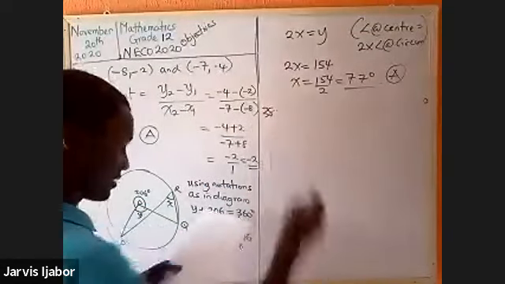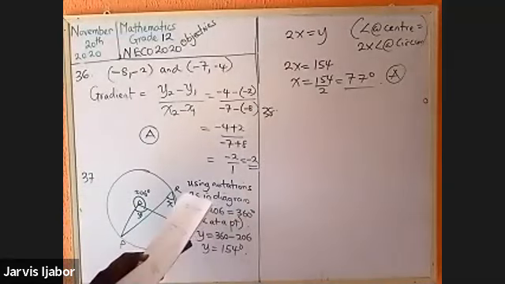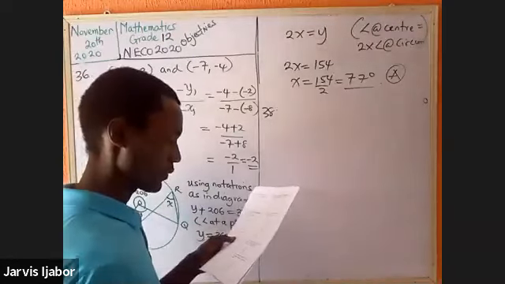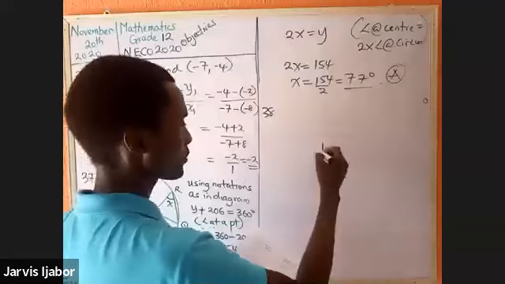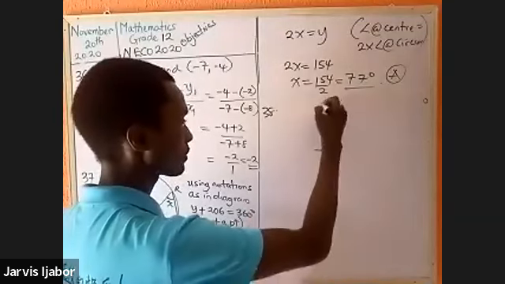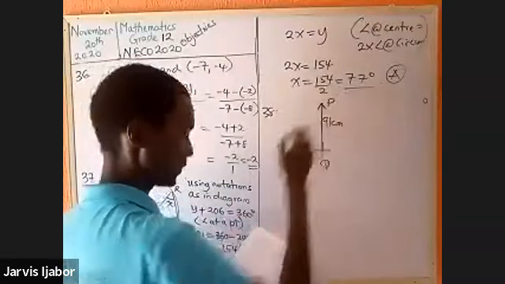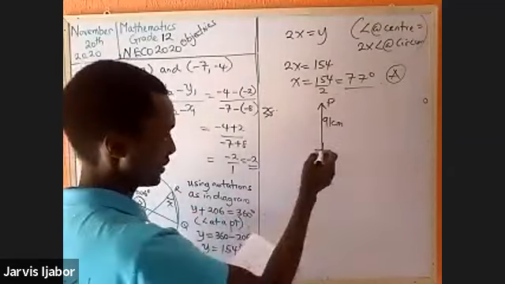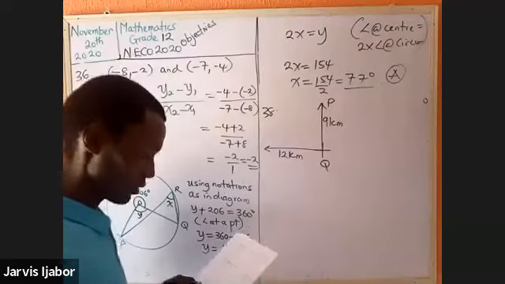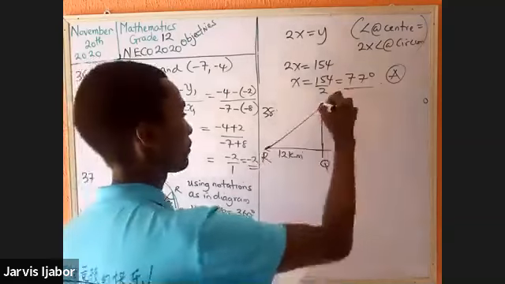38. Two towns or two points, P and R, are 9 kilometers north and 12 kilometers west of Q. So it means the reference point is Q. 9 kilometers north is P. 12 kilometers west is R. Now calculate PR.